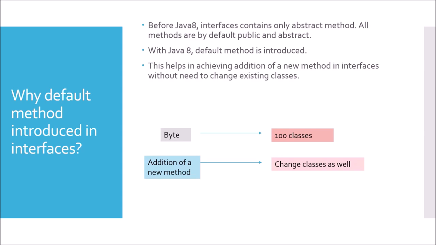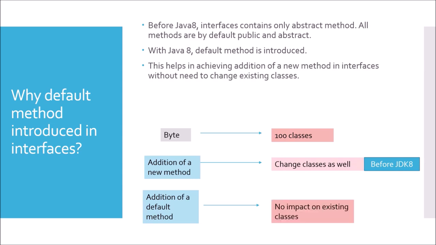Now, with Java 8, if you make this new method a default method, then there will be no impact on the existing classes. It's up to you. In any class where you want to override, you can override; otherwise there will be no impact on the existing class. So this was the difference made by introducing the default method in interfaces. Similarly, the next question will be why the static method is introduced in interfaces. Moving to next question.